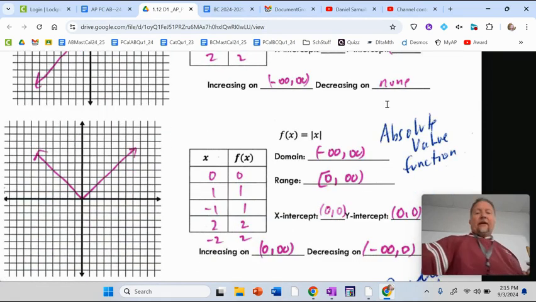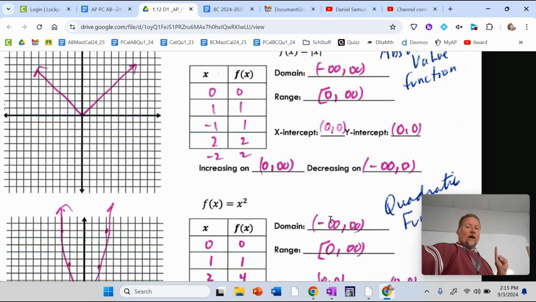Second one is the absolute value function. It's because the absolute value of -1 is 1, the absolute value of -2 is 2, the absolute value of 1 is 1, and the absolute value of 2 is 2. You get a little V, a little bounce, a little vertex there. This is different than the next one, which is the quadratic.